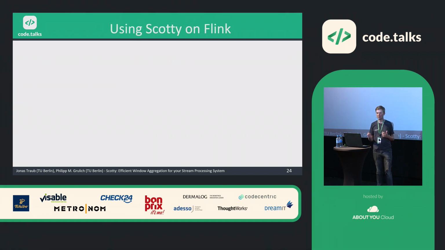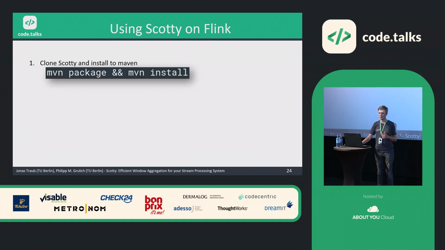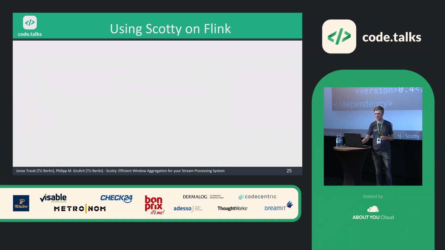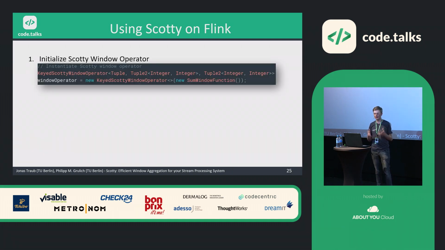So how can you use Scotty? You basically clone the repository and run a Maven install to use it as a dependency in your normal Flink pipeline. It could also be a Beam pipeline or a Storm pipeline, that doesn't matter. It's basically the same for all systems. Then you create the Scotty window operator and initialize it with the aggregation function you want to have. You could also add multiple aggregation functions. That's completely up to you.